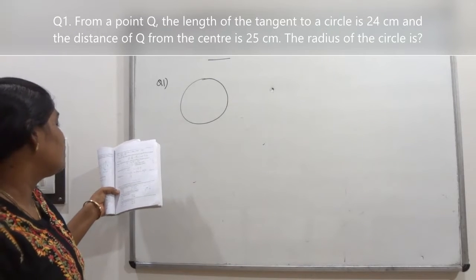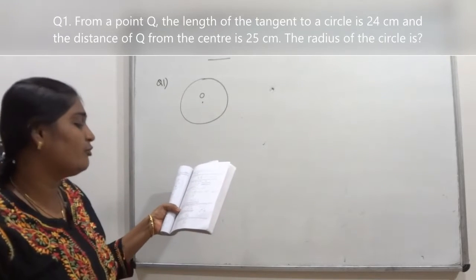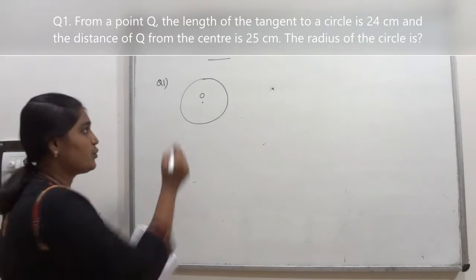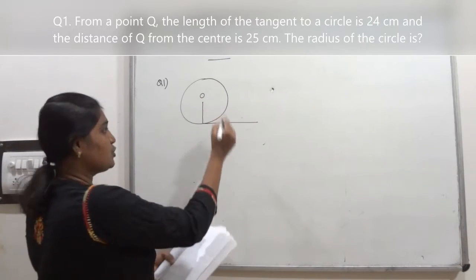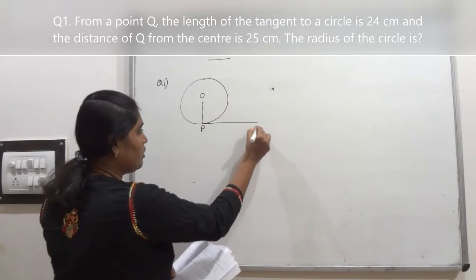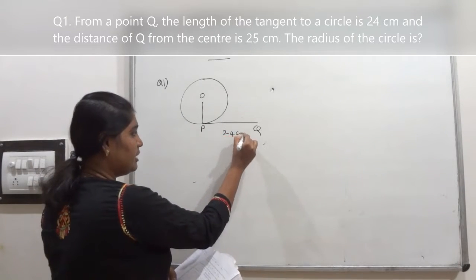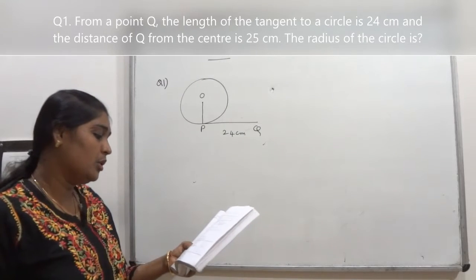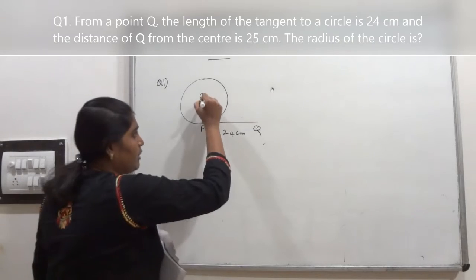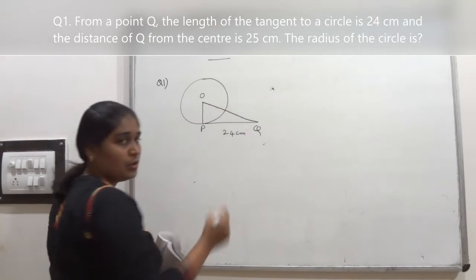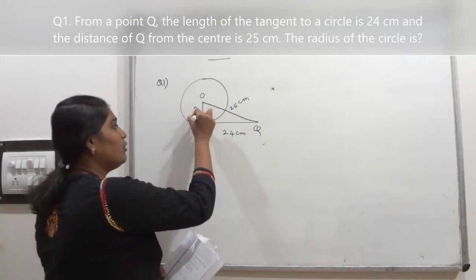From a point Q, first you mark the center O. From a point Q, the length of the tangent to a circle is 24. Length of the tangent is given to you as 24. Suppose PQ I am marking. Tangent is what here? PQ. So this is 24 centimeter. And one more thing given to you. The distance of Q from the center is 25. From the center to the point Q, the distance is given to you, 25 centimeter. You have to find out the radius.